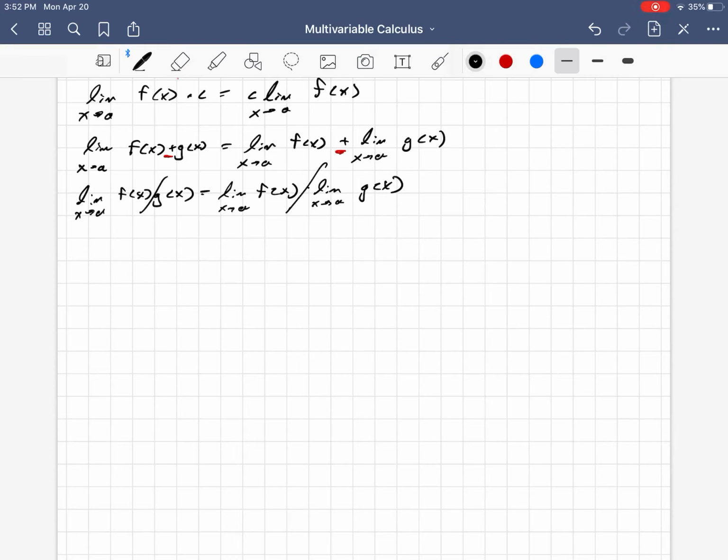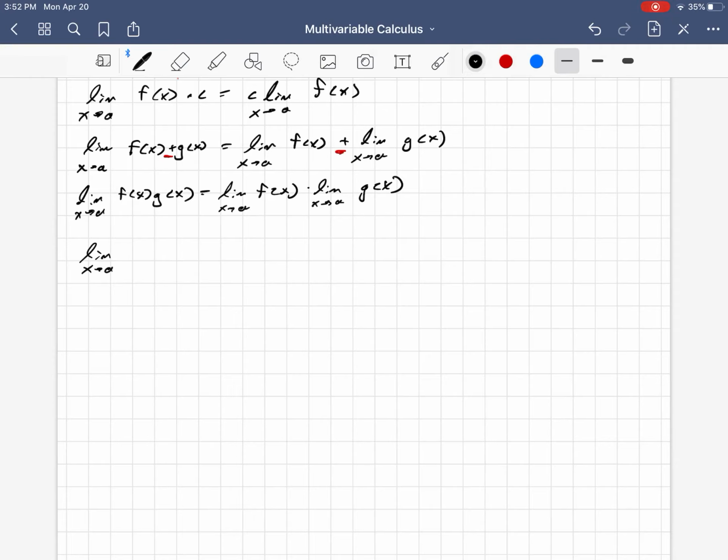And the limit of a sum is the sum of the limits. And the limit of a difference is the difference of the limits. And also, if this were division, then there would be division there as well. So the limit of a quotient is the quotient of the limits.